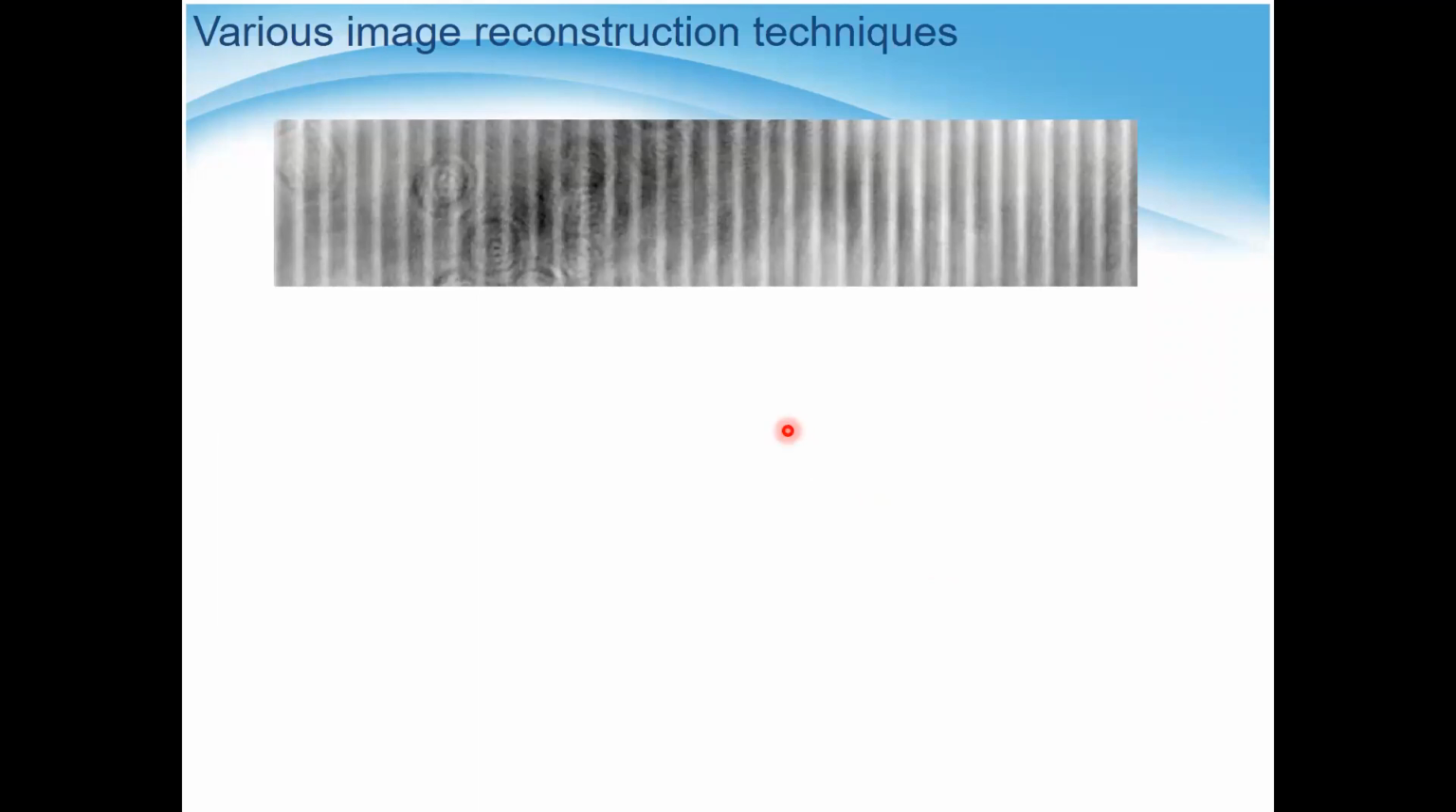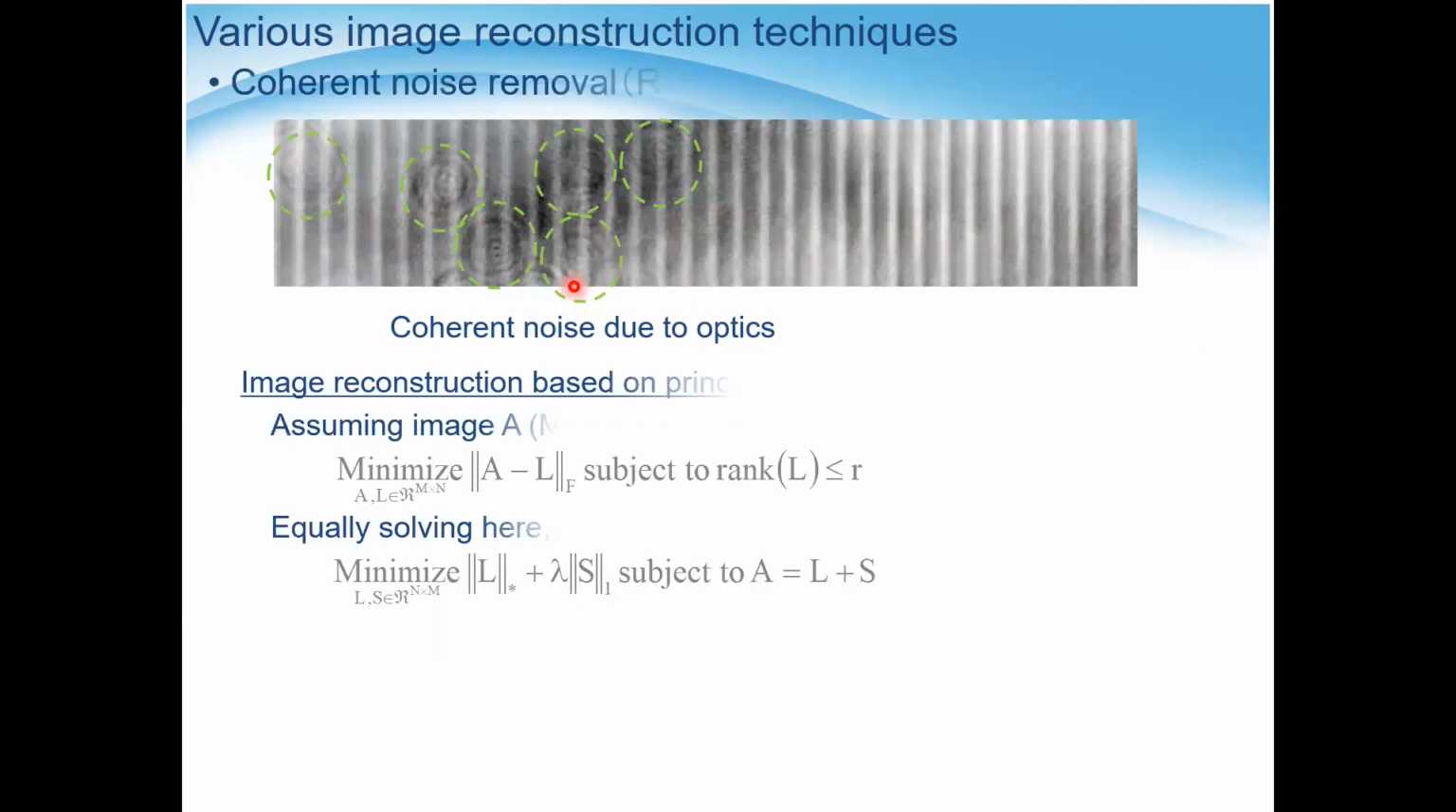The next step: you can see this kind of ring pattern or noise, which cannot be avoided when you use a laser as the illumination light, called moiré. It is due to coherent noise, due to many kinds of defects or dirt along the optics. You can observe this kind of noise.